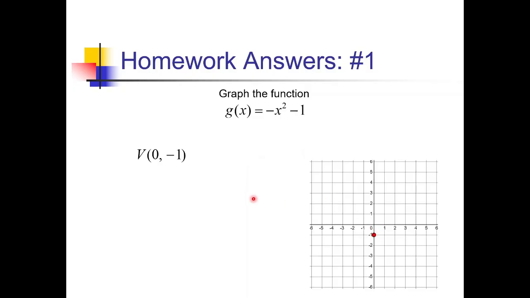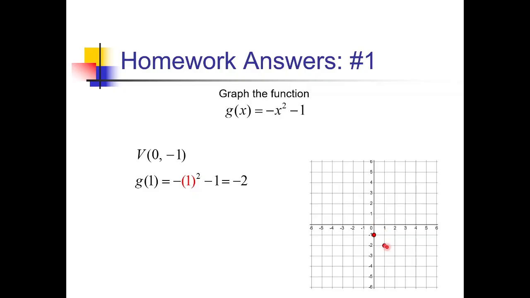Now to get another point, I can just plug in an x value that's pretty close to 0, like 1. If I put 1 in here, that'll be 1 squared minus 1, so that's just 1 minus 1, or 0. So that gives me the point 1, comma, 0. So that's going to be, let's see, over 1 down 2 right there.